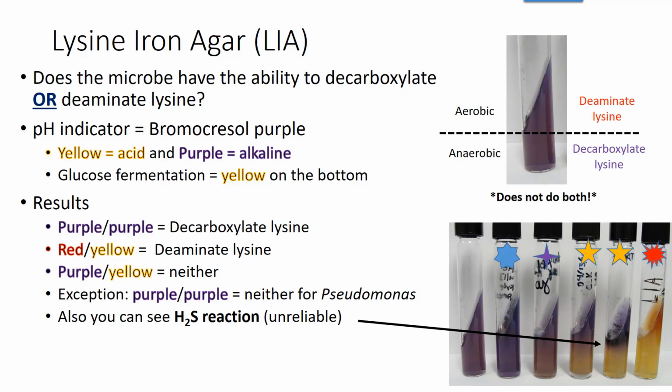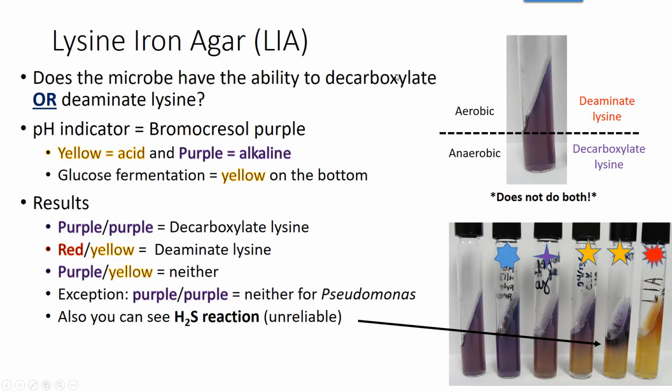Lysine is an amino acid, and on one side of the amino acid it has an amino group, and on the other side it has a carboxyl group. And so some bacteria can break down lysine by removing the carboxyl group, and other bacteria remove the amino group. That's what the deaminate means, or decarboxylate is removing those different groups. So it just depends on which side of the lysine it breaks down, and depending on which side it breaks down does actually give us a color change difference.